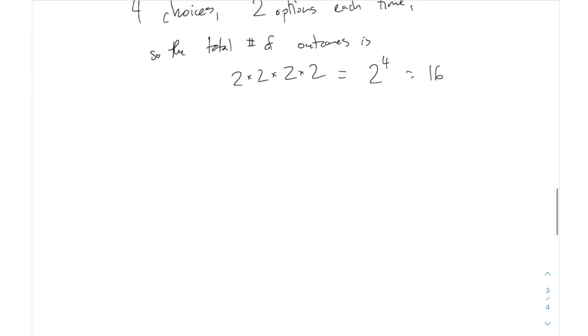So the moral of the story here, for N voters, this was 4. If I have 4 of them, you get 2 to the power 4. For N voters, there will be 2 to the power N different combinations.